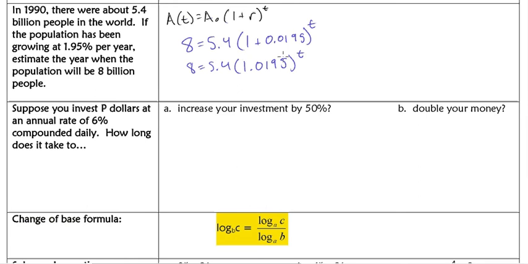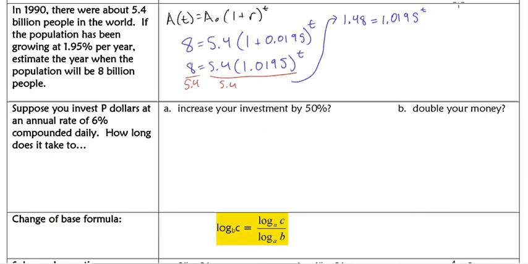And divide each side by 5.4. Make sure you don't multiply it in, because remember, exponents happen first. We actually can't multiply this 5.4 in there. We're going out of the order of operations. But we can divide both sides by 5.4. And we'll be left with, let's see, what is that? I think it's 1.48. So from here, 1.48 is equal to 1.0195 to the t power.